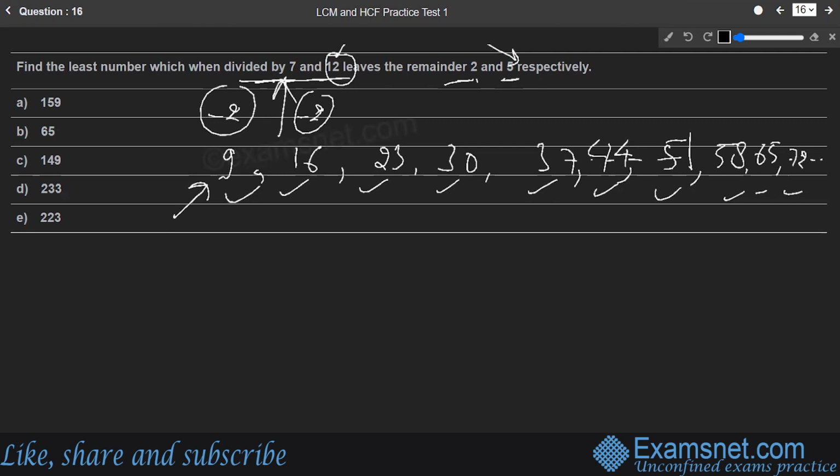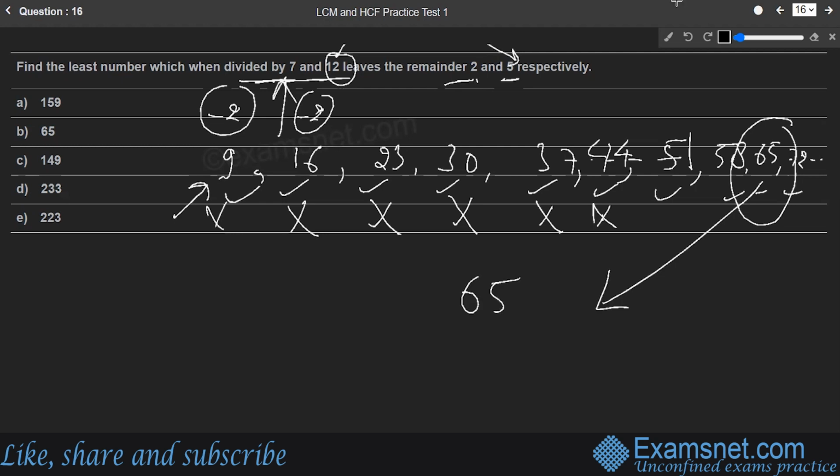Obviously, 9 is not that one. If you divide 16 by 12, a remainder of 4 will come, so that is also not the number. If you divide 23 by 12, a remainder of 11 will come. That is not good either. If you divide 30 by 12, a remainder of 6 will come. That is also not required. If you divide 37 by 12, the remainder of 1 will come, which is also not required. 44 gives a remainder of 8, which is also not required. So if we go like that, we can find the number as 65.